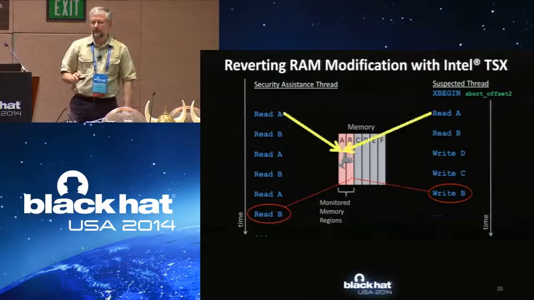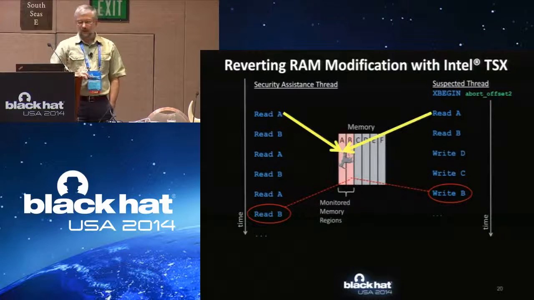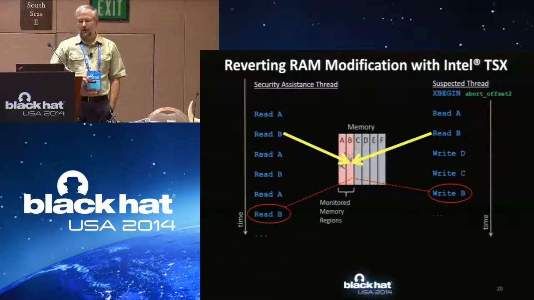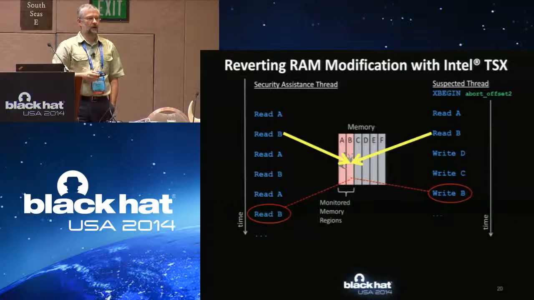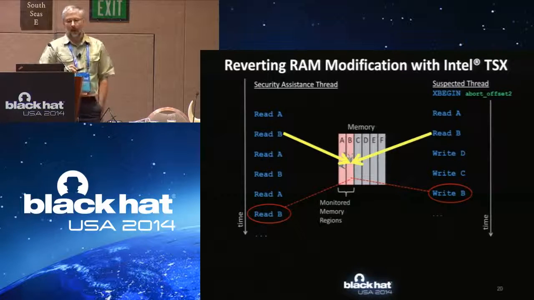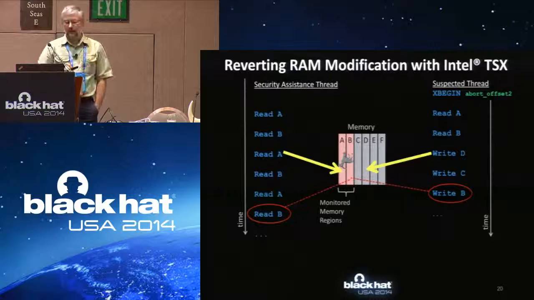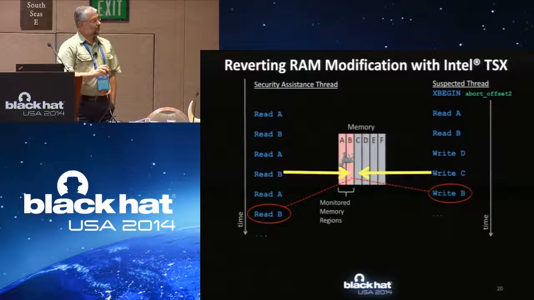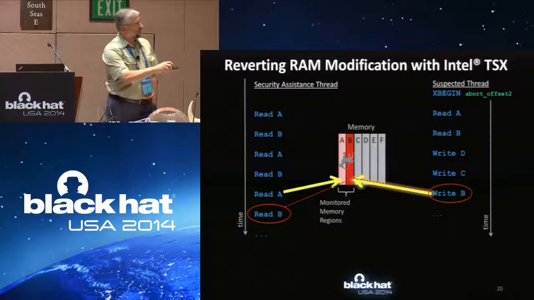So let's run through that. Both threads do a read. Even though it's from the same cache line, it doesn't matter, it's a read. The security thread is only doing reads, mind you. It will never do any writes, so it's only interested in creating artificially a conflict with what we consider potentially malicious thread or suspected thread. And that suspected thread does a write to a different cache line, called D in this slide, then to C, and then to B. B is what we want to protect.